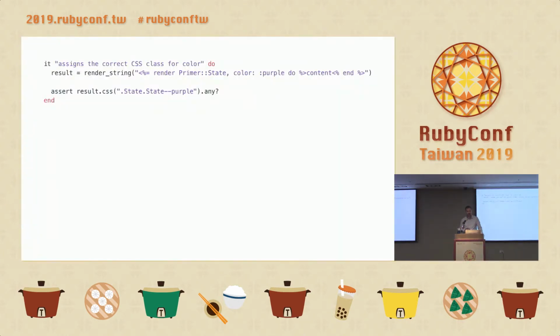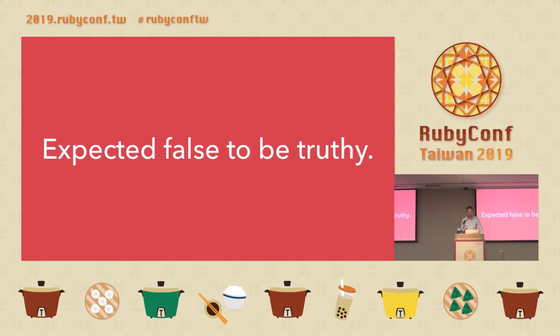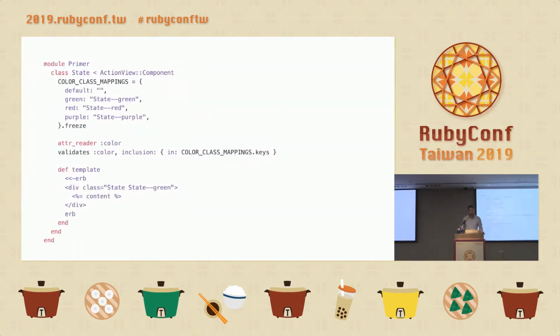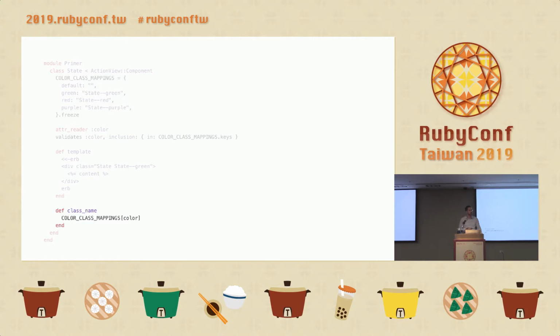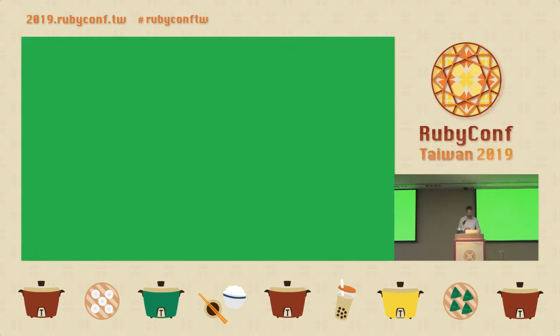Now let's add a test to make sure we're setting the right CSS class based on the color, and then our test fails. Previously we just had the CSS class hard-coded, but now that we can be sure that color is one of the keys in our hash, we can safely use that hash to look up the correct CSS class and use it in our template. And we're back to green.